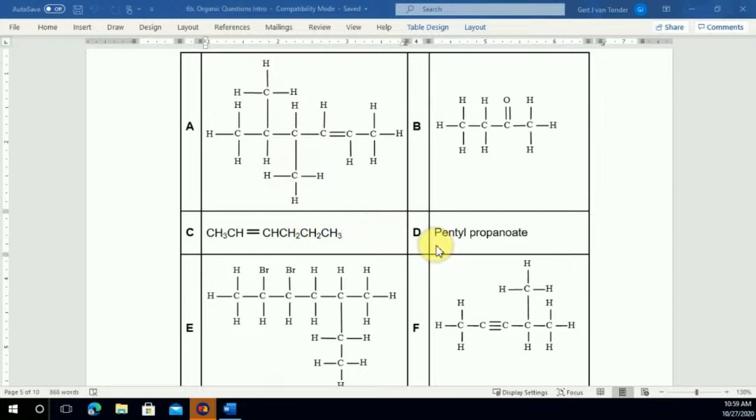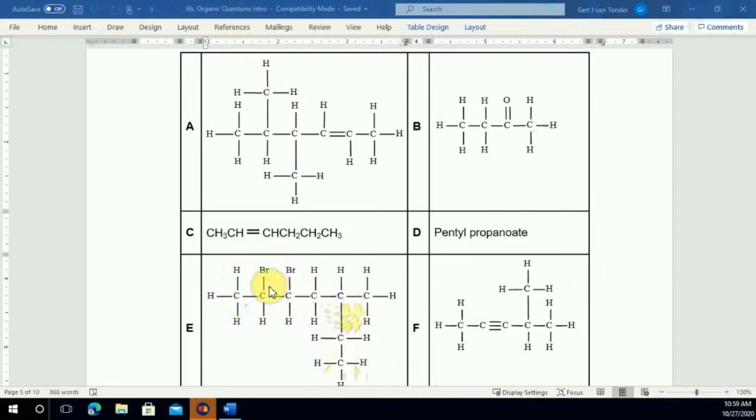I'm going to go on to number D. As you can see over there, number D, pentyl propanoate, that would be an ester. Number E, that is the longest chain as indicated over there. Notice there's a bromine over there, and that's the only substituent. So this is a substituted alkane, which makes it a haloalkane because of the substituent.